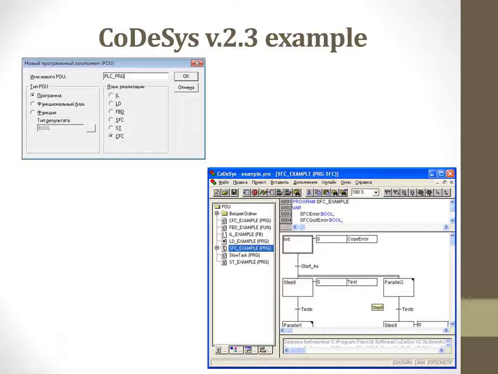Written in SFC language, we can see in this picture parallel divergence blocks. This is the initial step, its action, and these are the steps, and these are the conditions to pass to the next step.